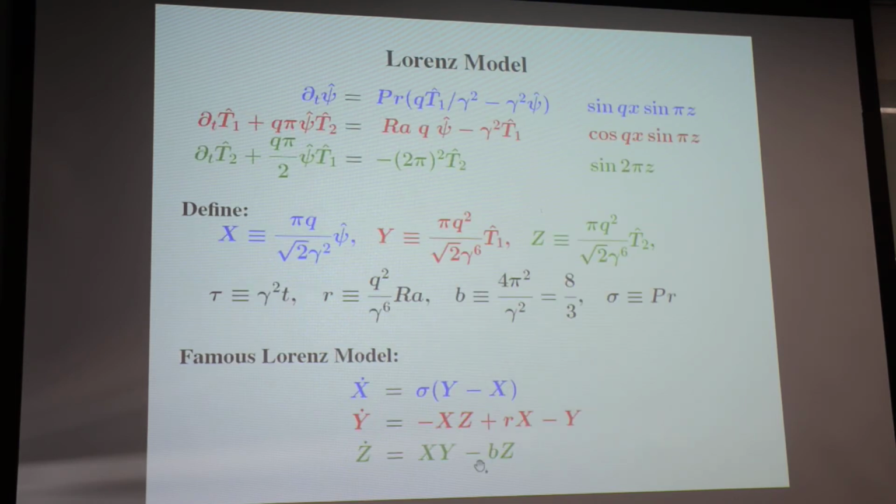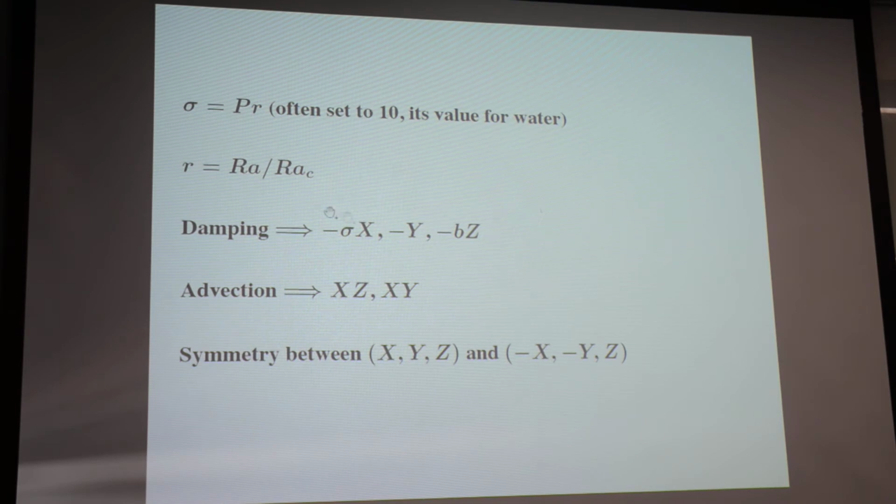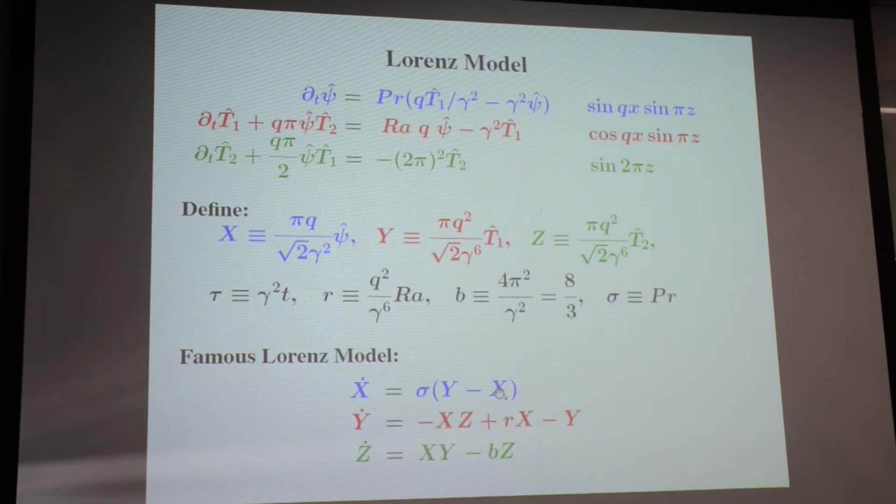So the B of 8/3, that's a numerical value from geometry, and the sigma is usually set to 10, and why is that? Because that's the Prandtl number for water. And you can track all of the sources of these terms and understand them a little better. This minus sigma x, this is damping. It's this term that came from the Laplacian. Laplacian is the diffusivity, so this is a damping term. And this is the damping of the temperature, the diffusivity of temperature that originally came from capital lambda squared.